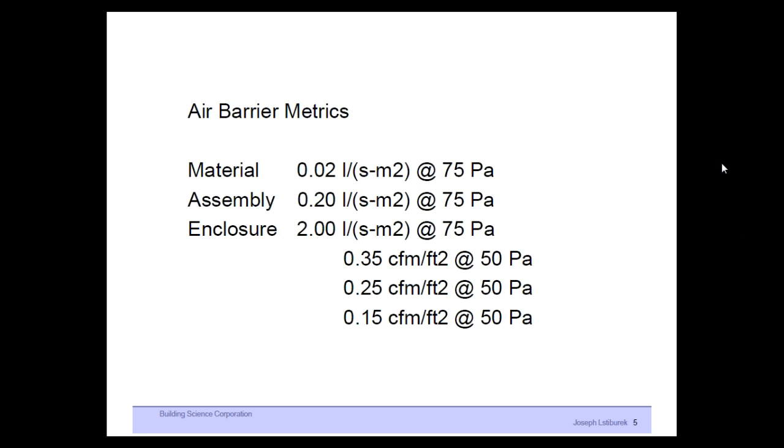These are the metrics that have been bandied about for many years. 0.02 for materials, 0.2 for assemblies, and 2 for enclosures. The 2 for enclosures is, as I've mentioned, pretty much where we've settled, or where I see the consensus appearing, and that's around 0.3 CFM per square foot at 50 pascals. That corresponded very nicely with Sean's histogram and the results that we're seeing from other parts of the country. Next.